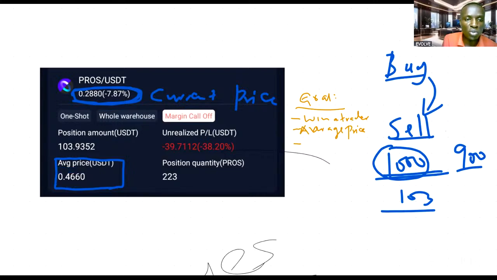Your goal is to ensure that you keep this price here, the current market price, CMP. Let me start from this. Your average price should be lower than the current market price, very close to it.